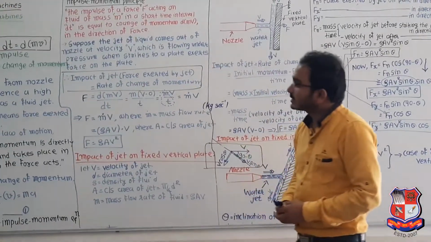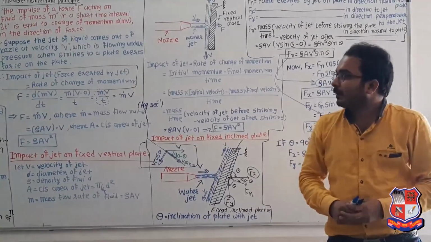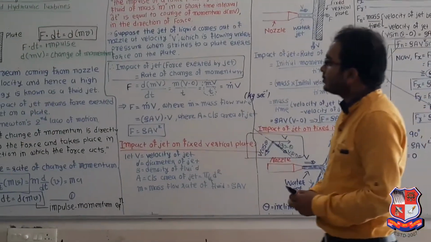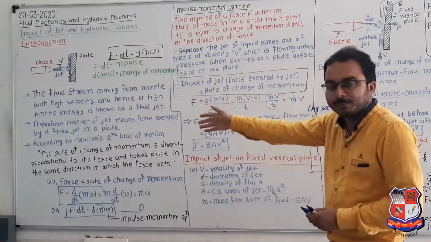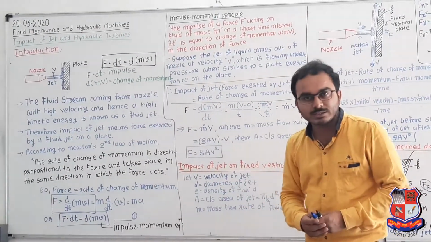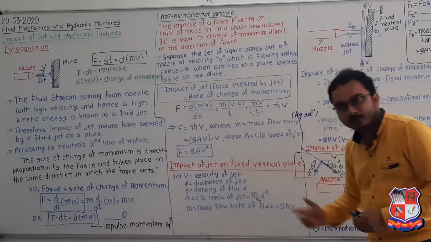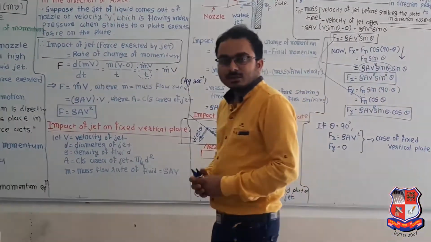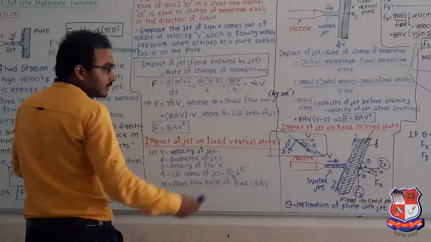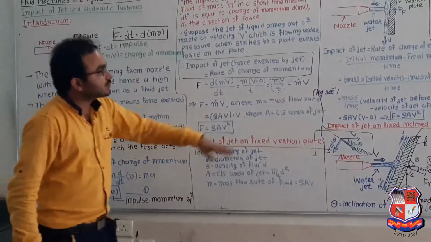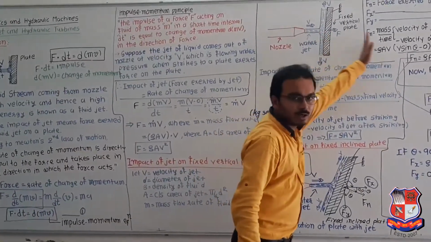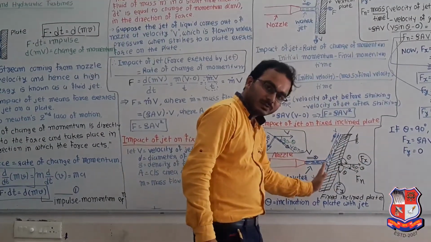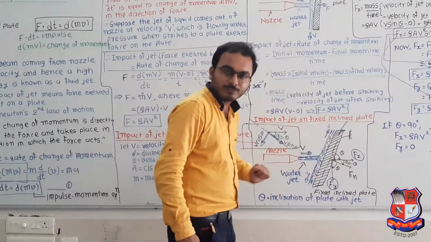Okay. So in today's lecture, we have started a chapter of impact of jet and hydraulic machines, in which we have begun with impact of jet. We have gone through the impulse momentum principle, which is the basic of impact of jet. Then we have taken two different cases. First is impact of jet on fixed vertical plate and impact of jet on inclined plate. Okay. In next lecture, we are going to take these two cases with movement, in which this fixed vertical plate will not be fixed. It will be moving along with the jet with a different velocity, and the same will be applicable here, that inclined plate will also be moving with a different velocity.